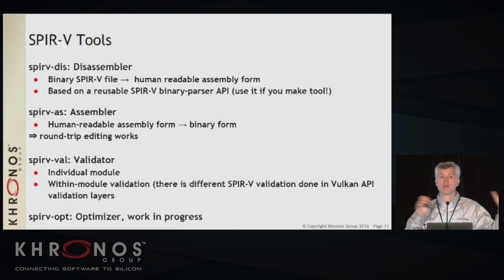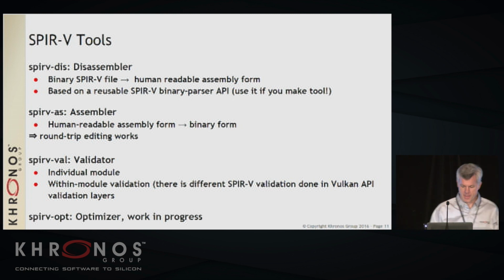So, switching to another repository, that was all about the GLslang repository. Switching to another repository is the SPIR-V tools repository, and it has a disassembler, an assembler, a validator, and an optimizer in it.